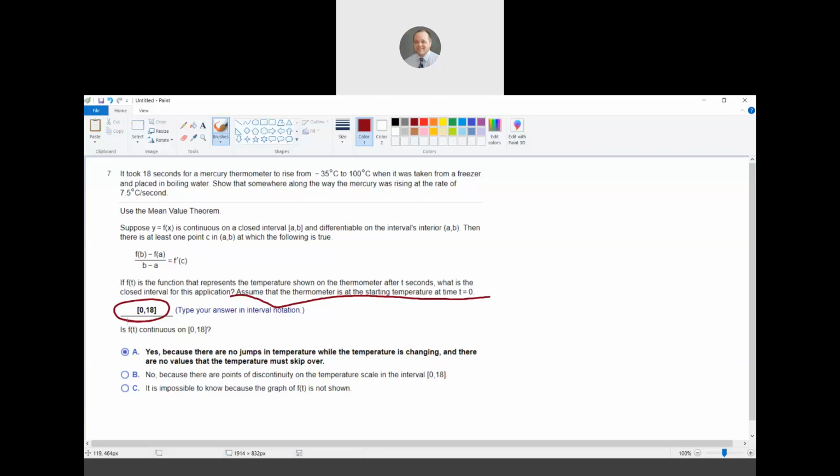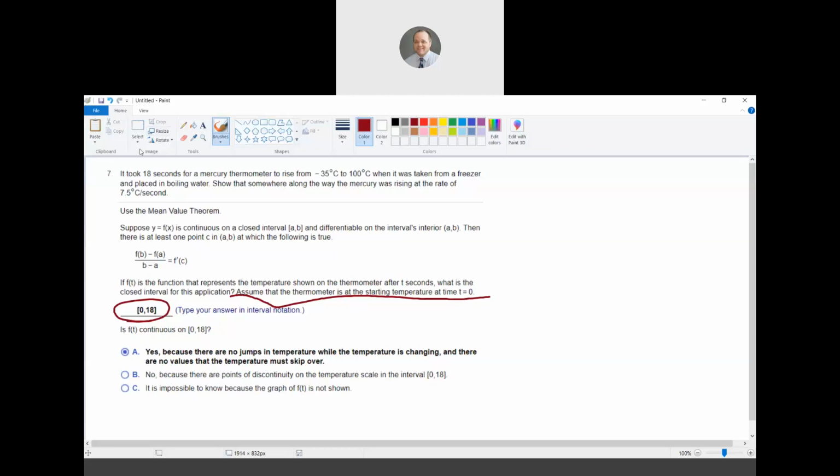And first question is f of t, t representing time, continuous on our closed interval going from 0 to 18? And the answer is yes, because there are no jumps in temperature. It goes linearly from negative 35 to 100 degrees centigrade. There are no jumps in temperature while the temperature is changing, and there are no values that the temperature must skip over. In other words, no points of discontinuity.